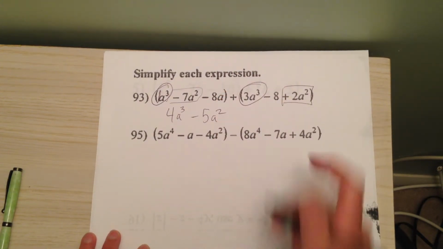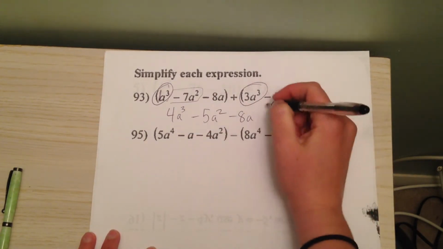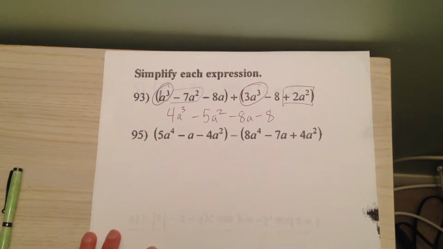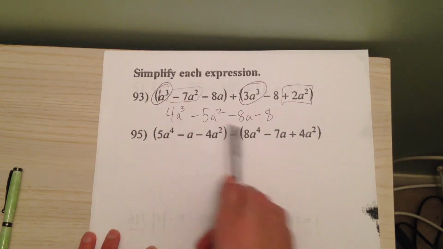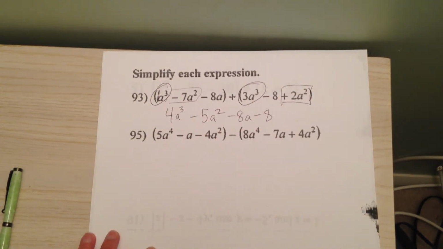Next thing I see is that negative 8a. I'm going to write it again because there is no other a to go with it. And then over here I have a leftover negative 8. So I'm going to write it as well. So this is called descending order. You don't have to put it in that order, but it's considered the most proper. So exponents start big and work their way to none.